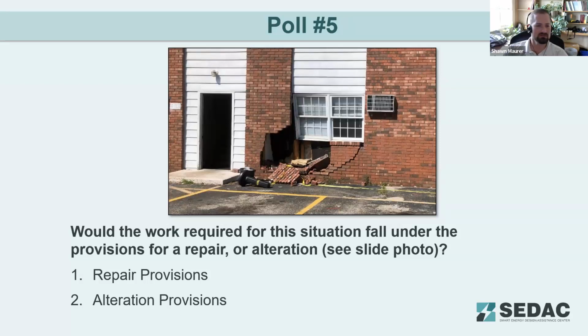Looking at our poll question, we'll go ahead and share those results. Looks like everyone got this correct. This would be a repair. We're going to return this wall back to its pre-existing condition. We're not going to alter that wall in any way. Just going to reinstall that brick, plug that hole, replace the framing and things back where they should be, insulate that back to the insulation level it had before. That is a repair.